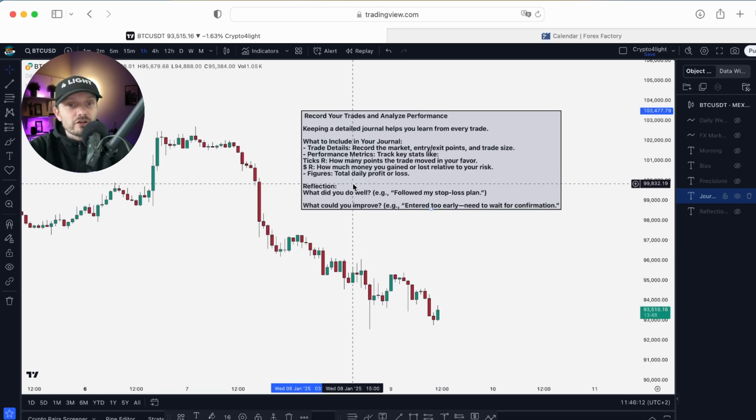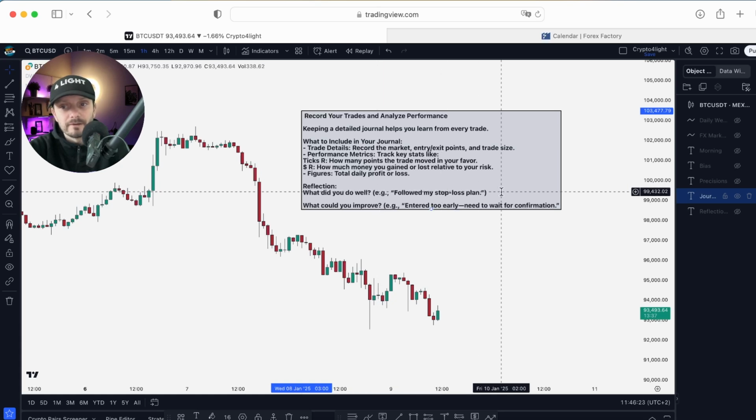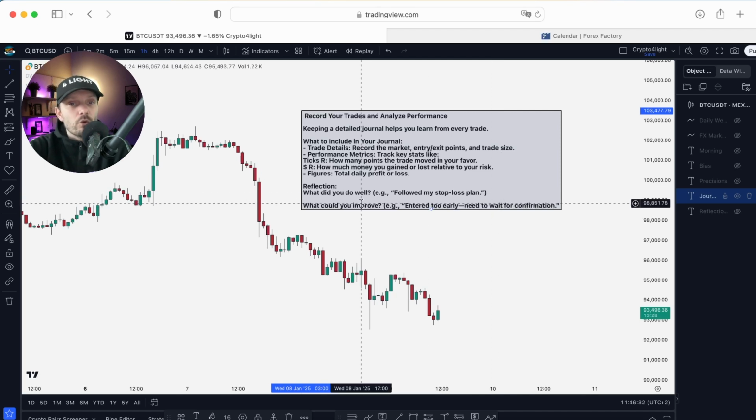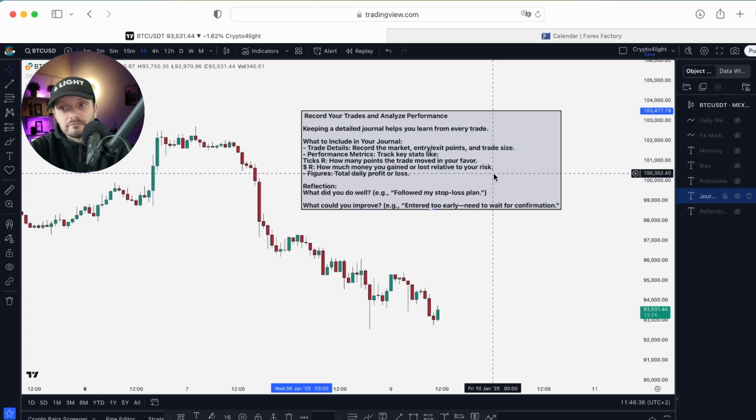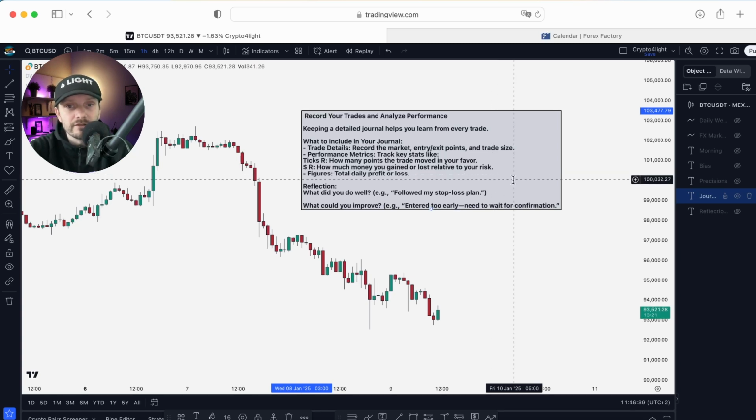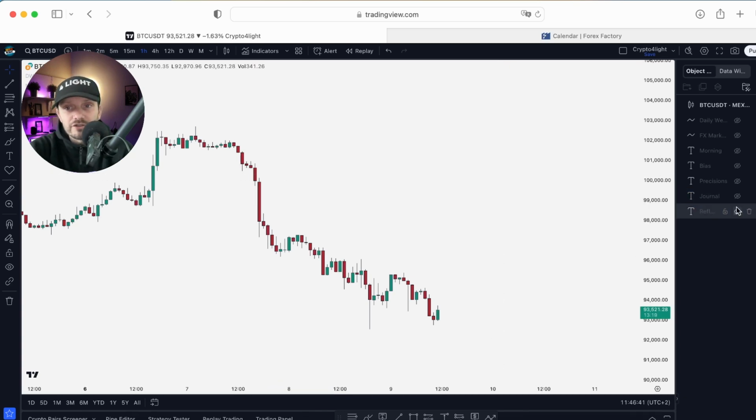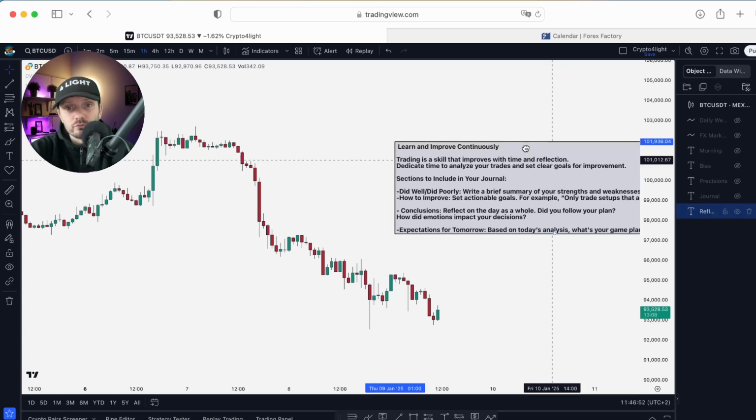Optional reflections: what did you do well? For example, I followed my stop loss plan and my stop loss was not triggered. Today I closed the trade in profit because I did the right things. Attach the screenshot of your trades and move on. What could you improve? I rushed, entered too early, and needed to wait for more information, more data, more confirmations, something like this. And if you see you repeat the same mistake all the time, you know what you have to work on.